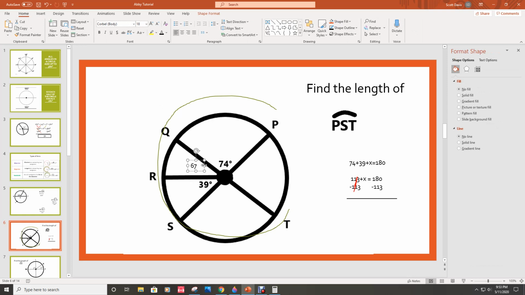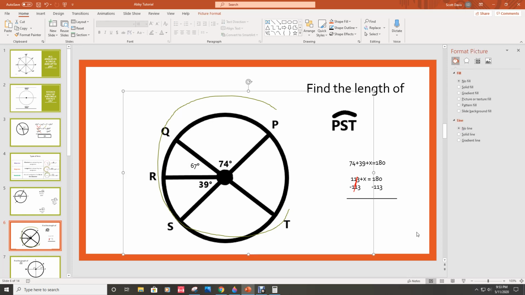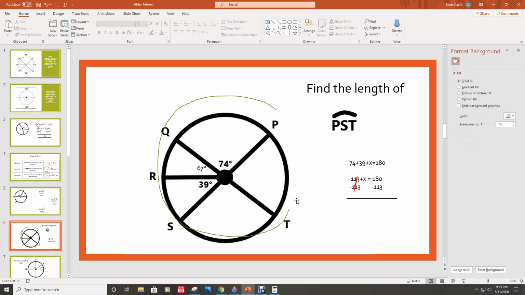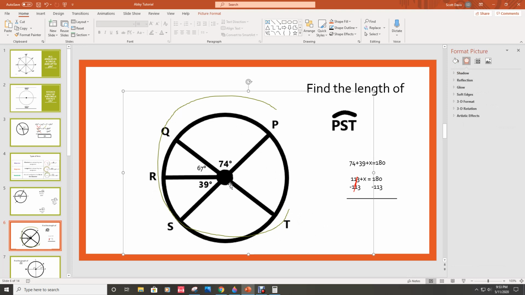Degrees. Alright, 67 degrees. So, we need to find this whole thing right here to T, alright? That means that we're missing this piece now. Okay? So let's see here.